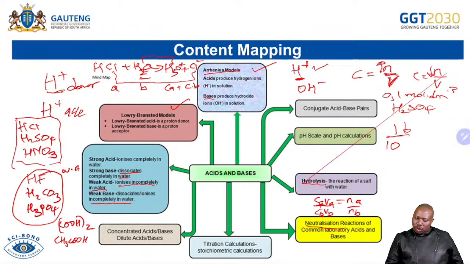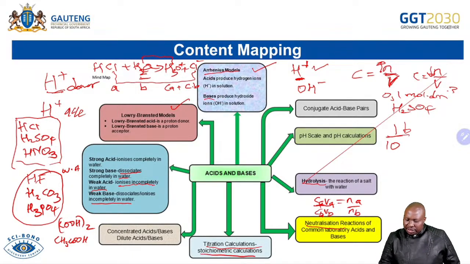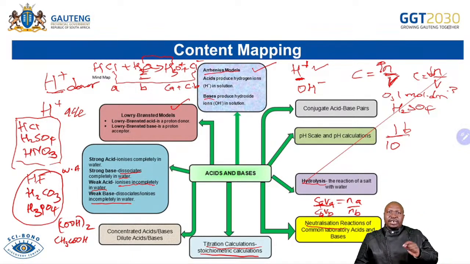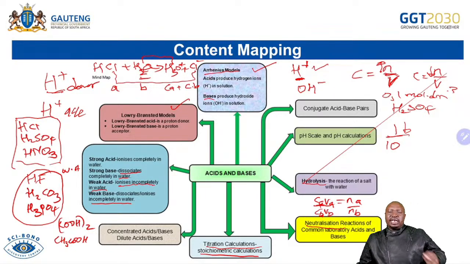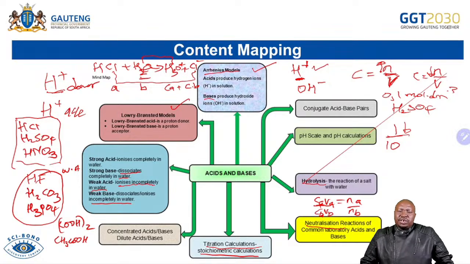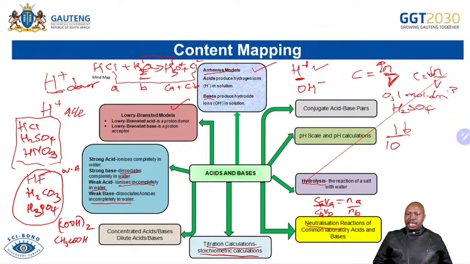And lastly, we're going to look at these titration calculations that I talked about, this formula, and then we're going to look at stoichiometric calculations. If you look at the question papers from the majority of provinces, you will see that there are many questions based on stoichiometry. So it's important that we know how to do these calculations. And the pH calculation, the issue of the pH scale.